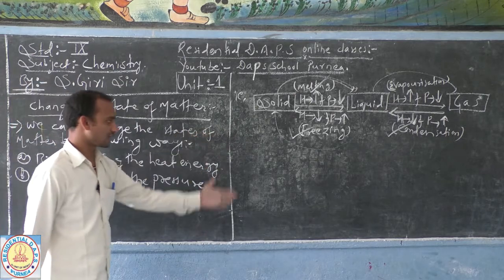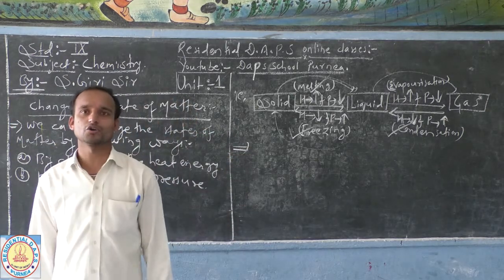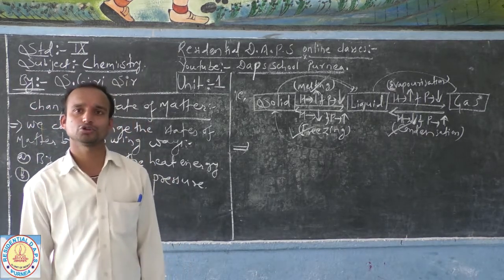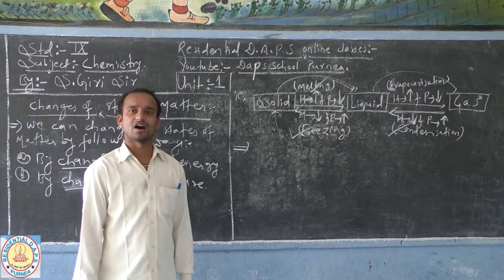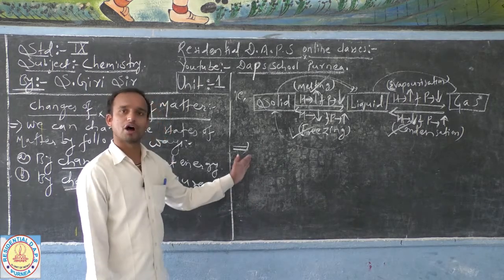So if a question is asked to you, how can we change the states of matter, then you have to write we can change the state of matter in two ways. By changing the temperature, means the heat, or by changing the pressure. So I think up to this, you have been well clear.